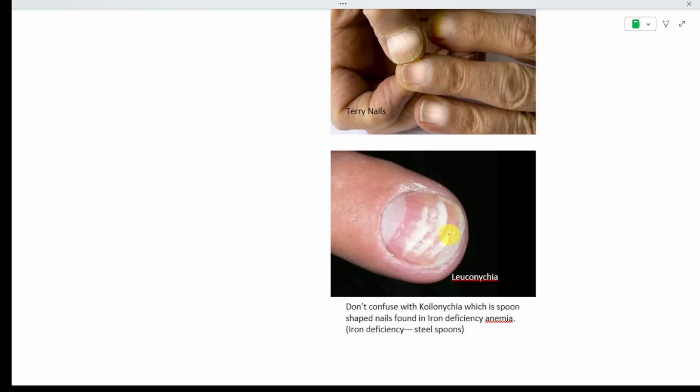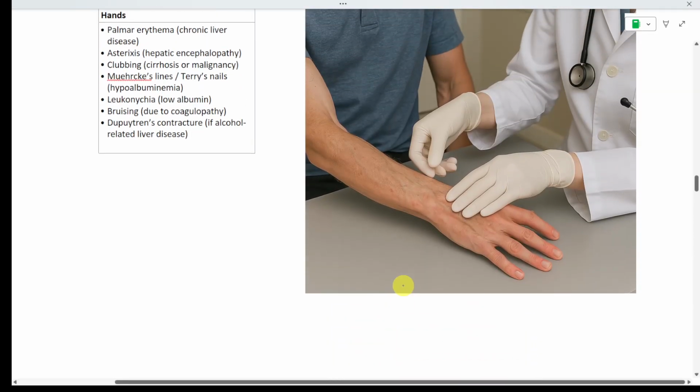So these whitish dots within the nail, that's what your leukonychia is. Again, it's just for my memorization because I tend to confuse it with koilonychia. Do remember, koilonychia are the spoon-shaped nails that are present in iron deficiency anemia. So whenever there is a deficiency of iron, it leads to spoon-shaped nails.